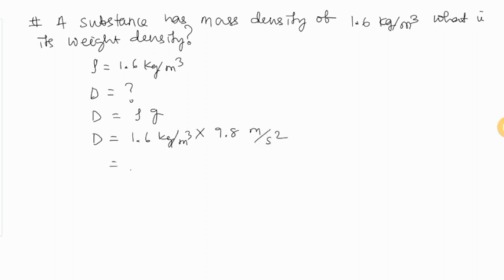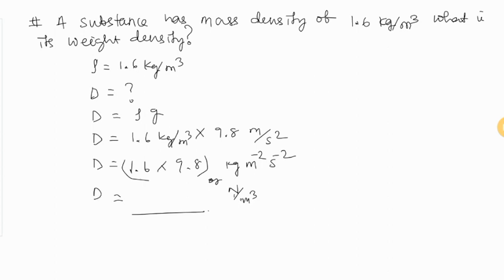So my value is 1.6 into 9.8, say kg meter square inverse second square inverse, or Newton per meter cube. Either this or this. Okay.